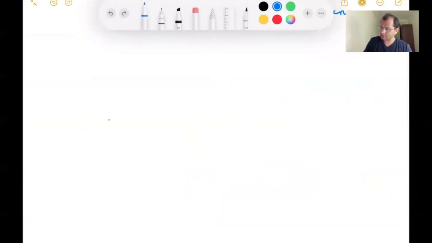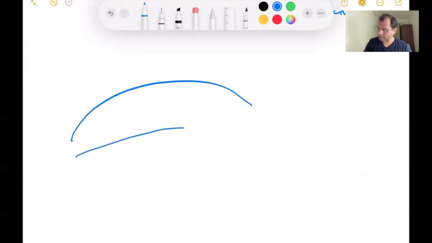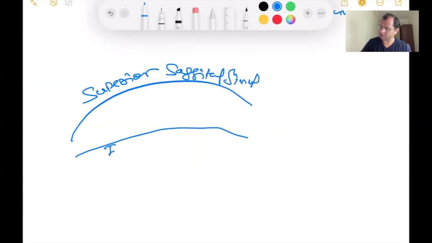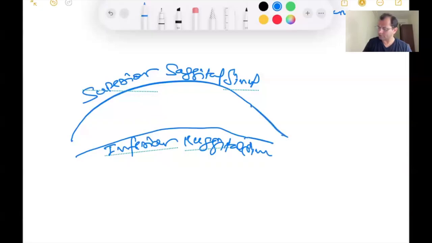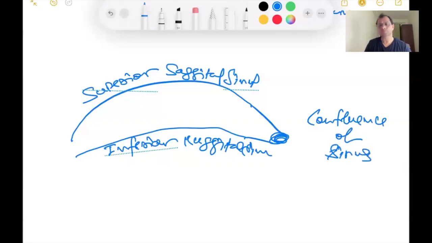So what I'm telling you, one line like this, superior sagittal sinus. One line like this, inferior sagittal sinus. And they are meeting at one point, that is the meeting of the sinus or the confluence of sinus. Okay. This is image number one.